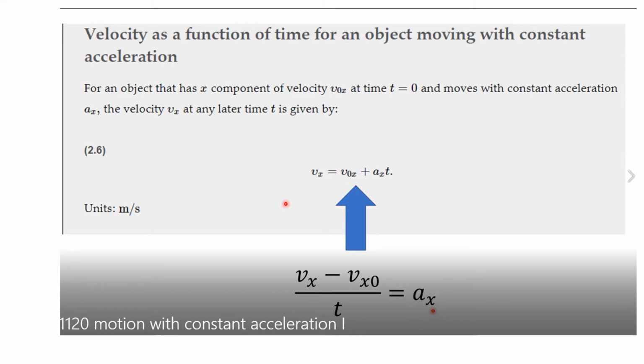And this comes directly from the equation from the last section where we learned that the average acceleration in the x direction is the difference in the velocities divided by the time. If we solve this expression for v sub x using algebra, we get this expression.